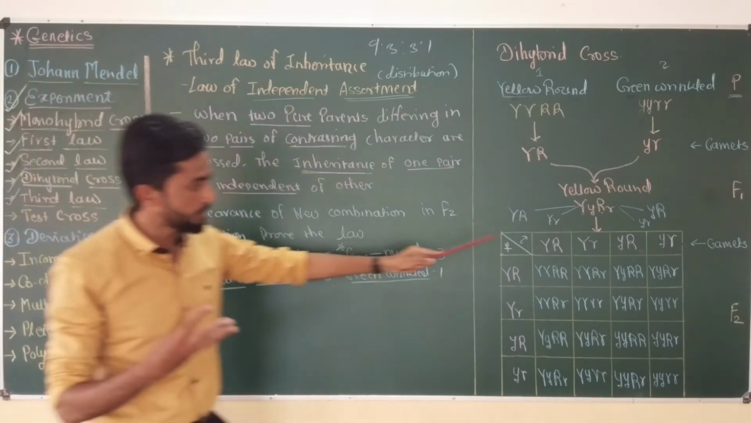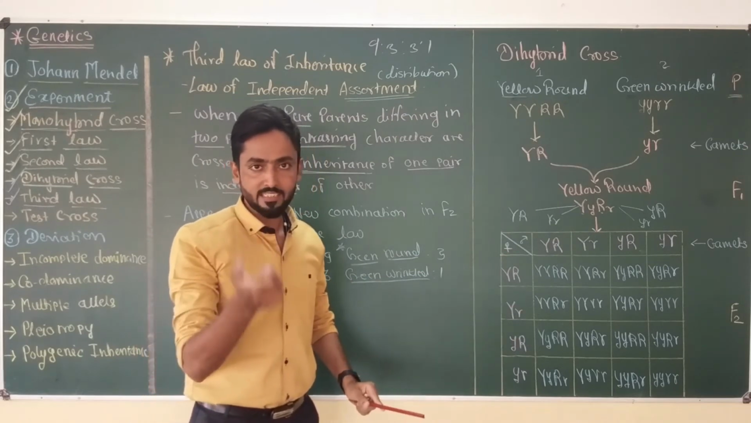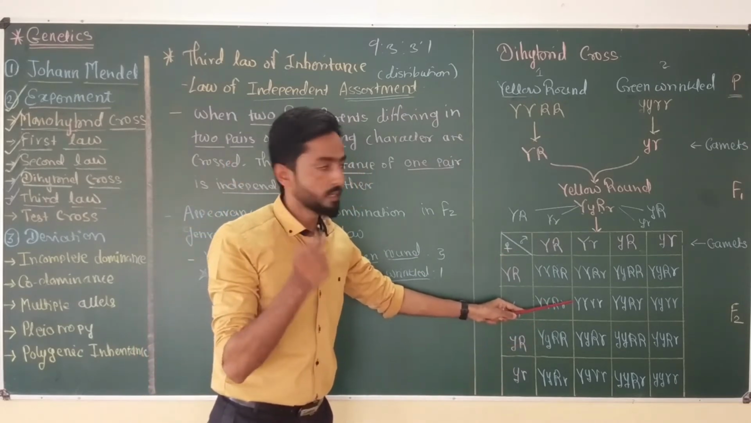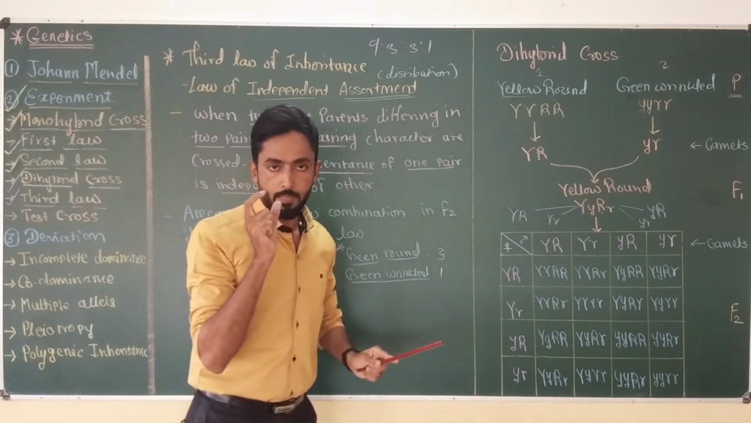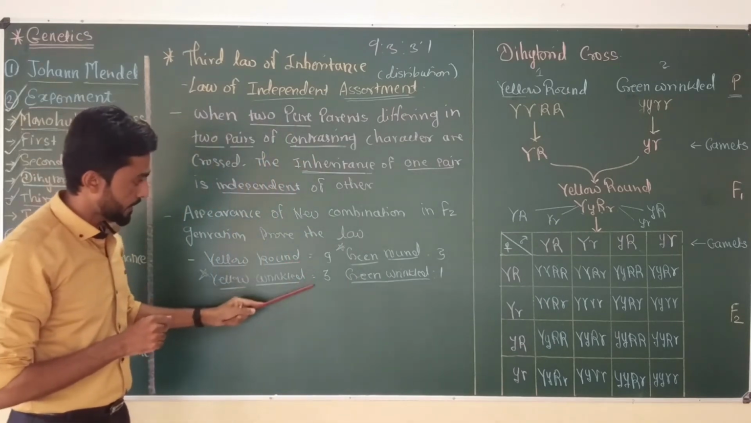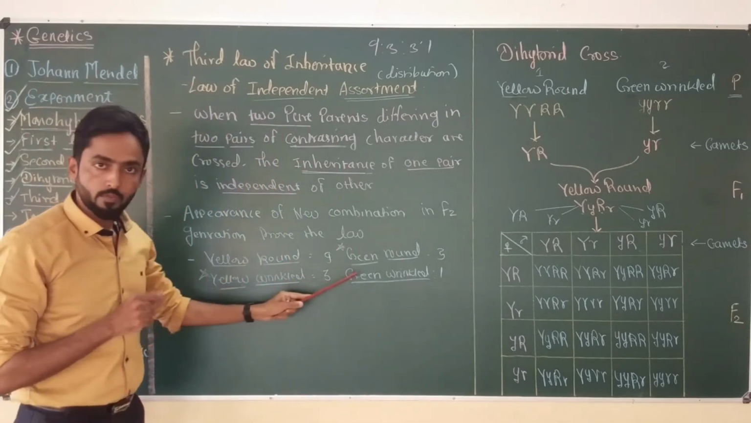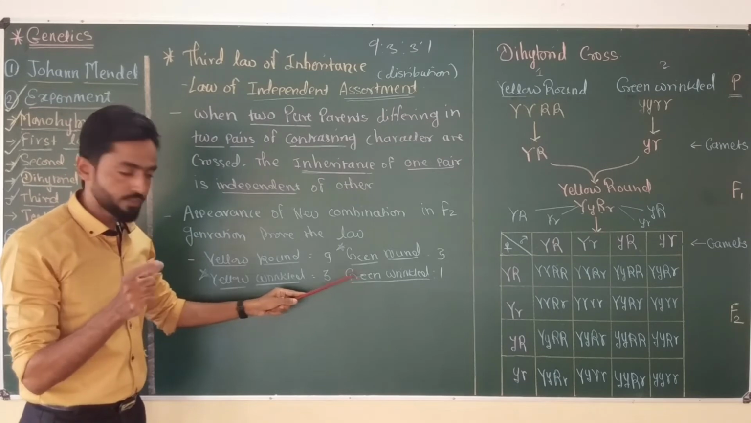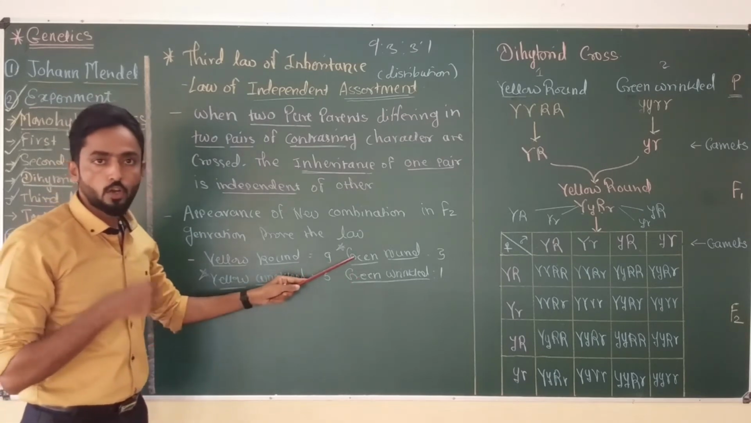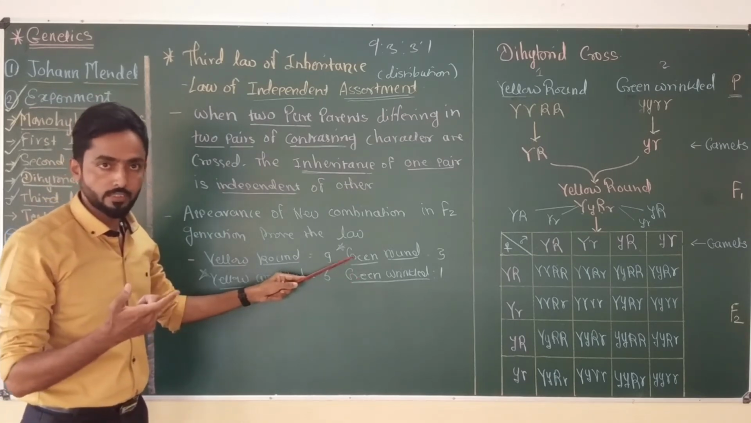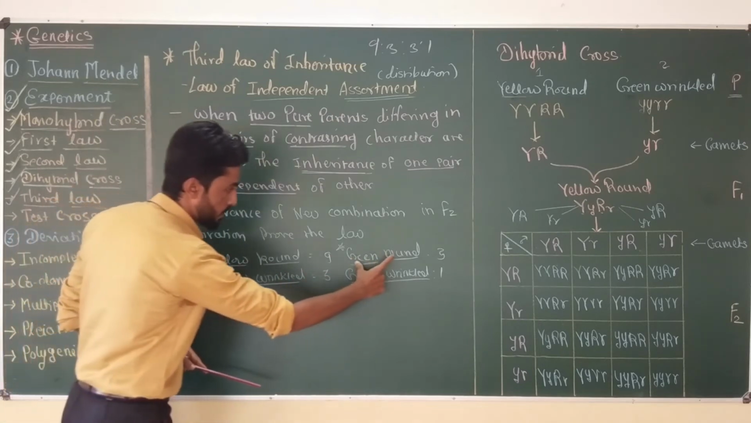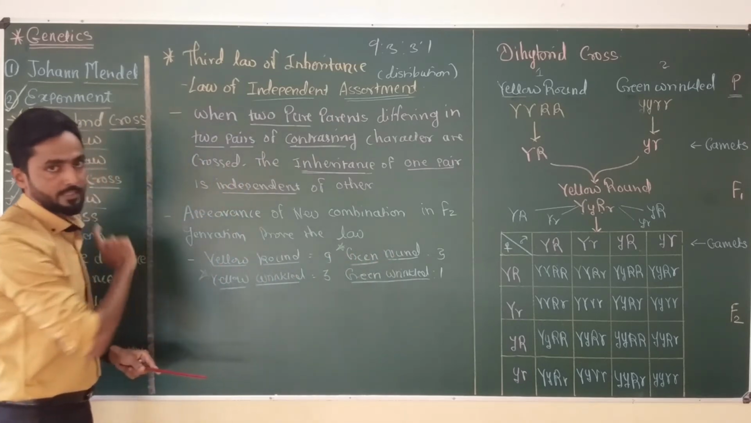And due to the four gametes, 4 into 4, 16 different types of genotype and 4 different types of phenotype appear. Out of these 4 different types of phenotype, 2 were parental combinations and 2 were new combinations, and the appearance of these 2 new combinations proves this law.